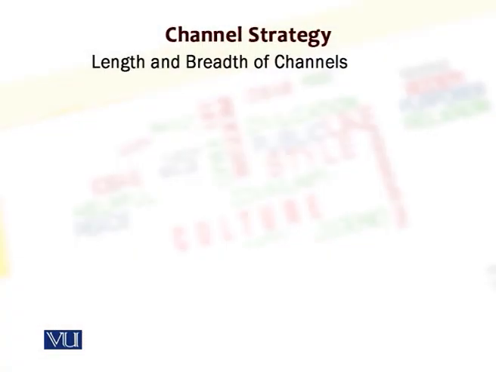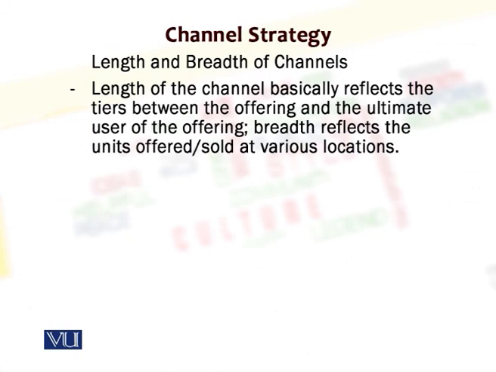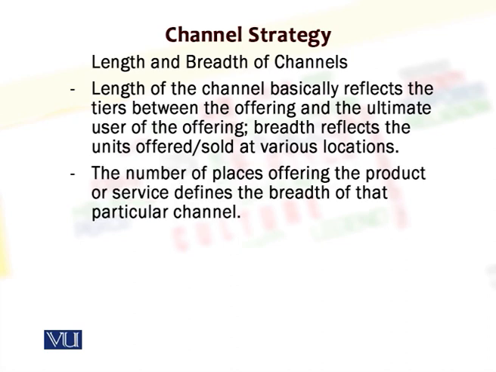Now, coming to the next component, which is about the length and breadth of the channels, this basically is an extension of what I've talked about so far. Length basically is the number of tiers that are involved between the organization that is selling or distributing its program and the ultimate consumer or the ultimate client in our nonprofit terminology. The ultimate target audience that benefits from the execution of our programs. And breadth of a channel basically is the number of places where we put our programs or put our product for sale or put our services for sale.